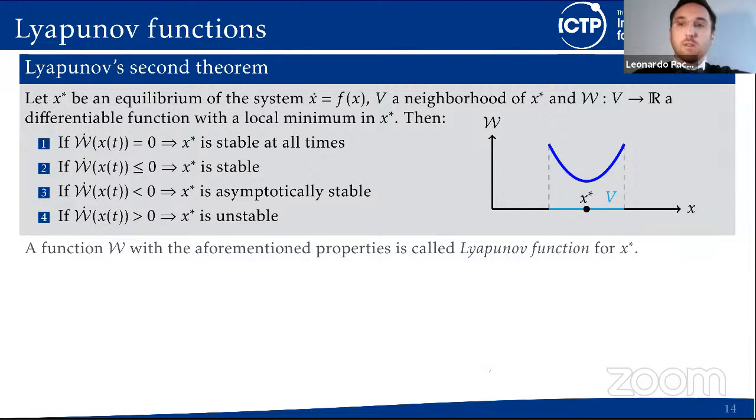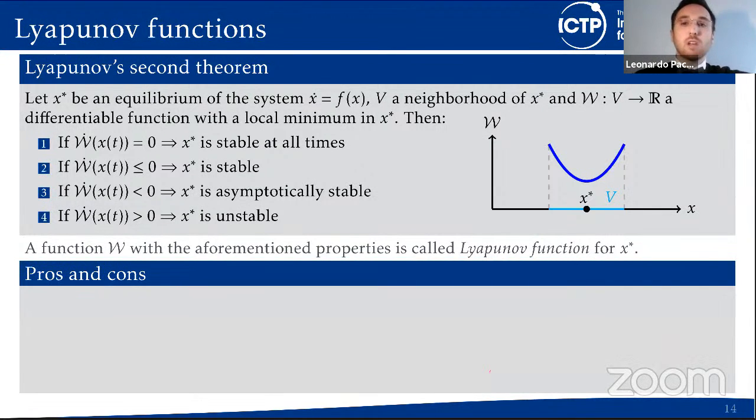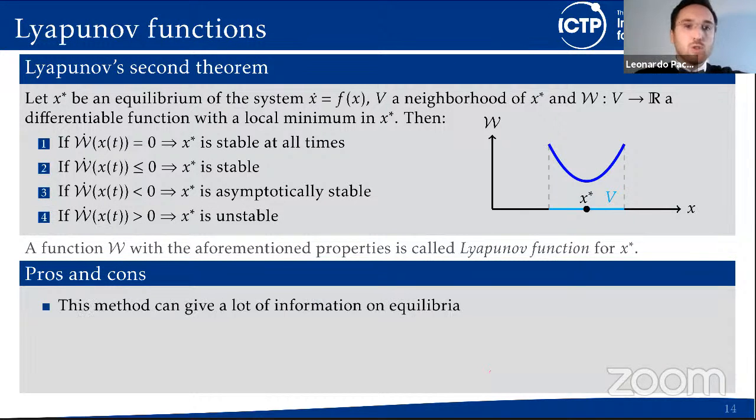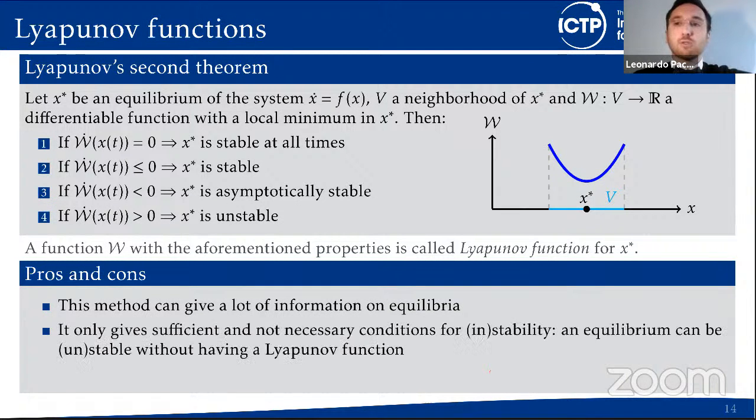We talked about this a little bit already yesterday, but I just want to highlight the pros and the cons of using this approach. This is a very powerful approach because it can give us almost complete information about an equilibrium. It gives conditions for stability that are sufficient but not necessary, meaning that an equilibrium can be stable or unstable or anything else without necessarily having a defined Liapunov function. So finding a Liapunov function is not necessary for determining the stability of an equilibrium, but is sufficient.